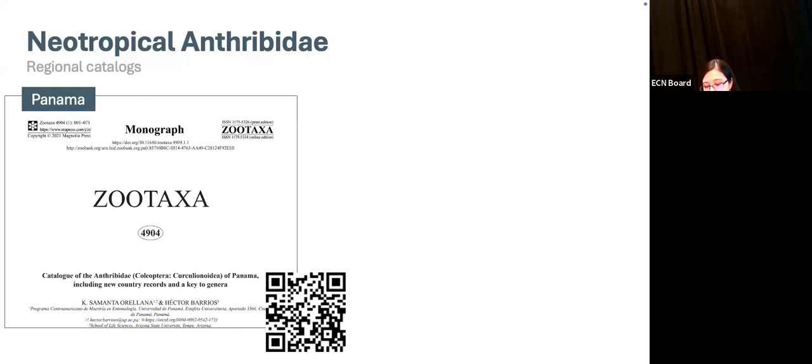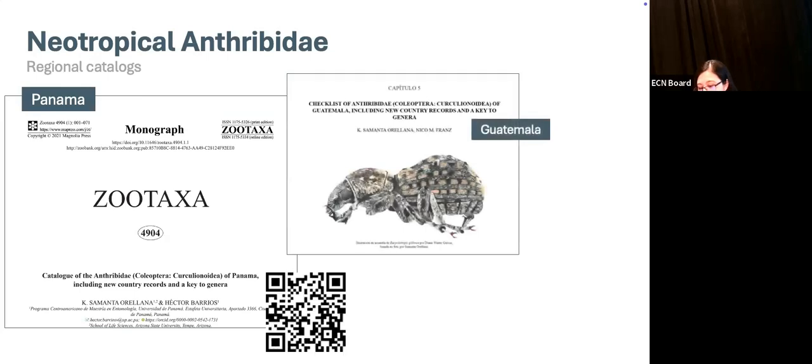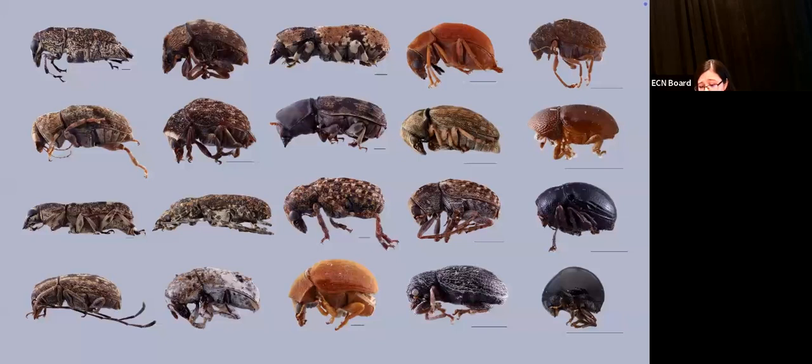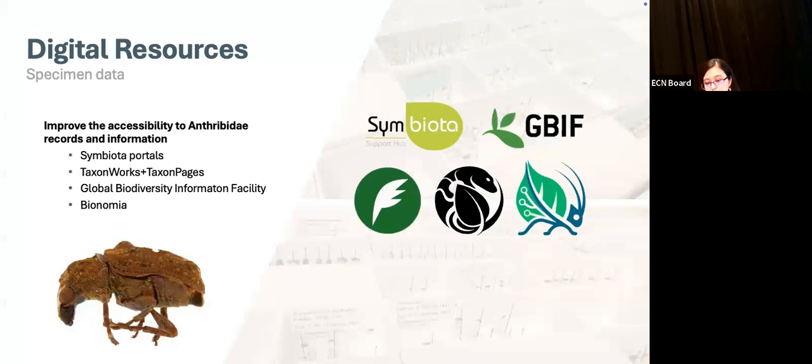During this time, I published a few catalogs for the Neotropical region: Panama, Guatemala, Colombia. While I was checking the specimens and choosing all the groups that I was working with, I had to identify a lot of specimens, and I was also working on the digitization of this material so it could be available for everyone else. Today I want to talk to you a little bit about the digital resources that I generated using this specimen data coming mainly from the O'Brien collection.